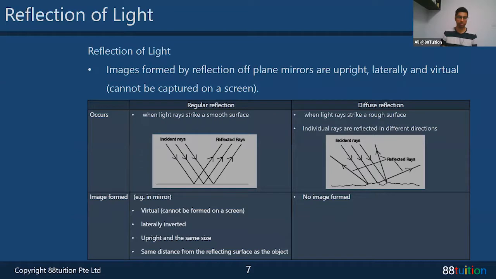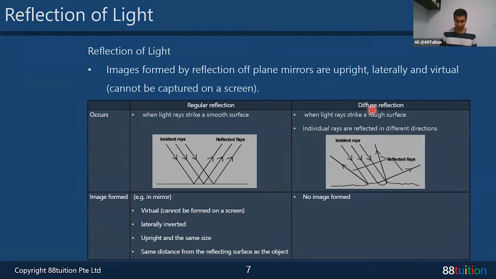Thank you, Sri Karan. Okay, so I just wanted you to pick up on these two words. You see the diffuse here and the regular here. You need to know the difference between regular and diffuse, where regular occurs on a smooth surface, like the mirror we just saw, and diffuse will occur on any rough surface, which could be paper or any wood or any table.